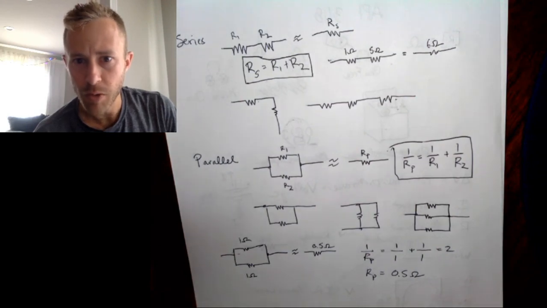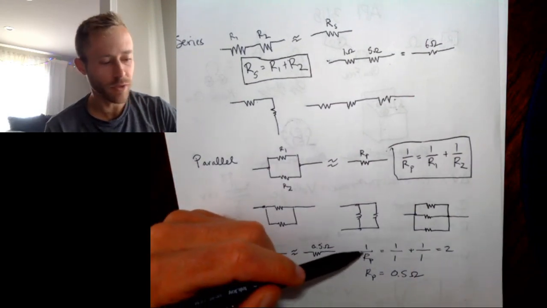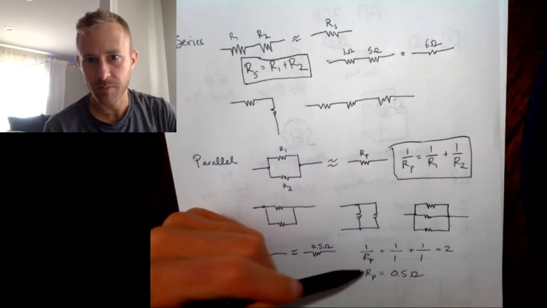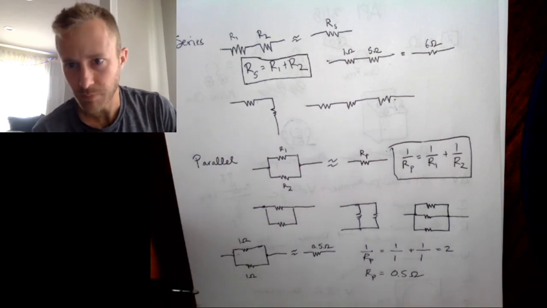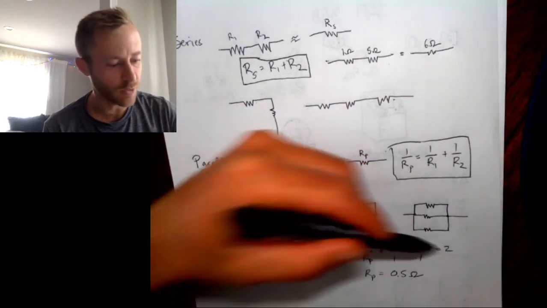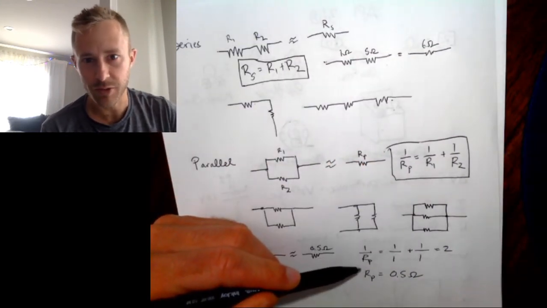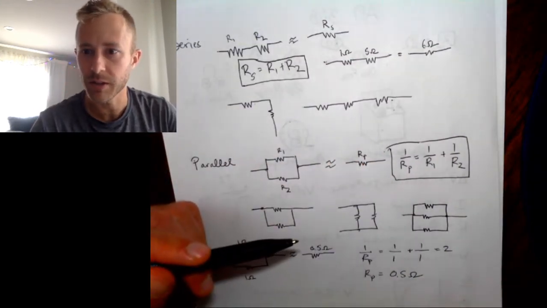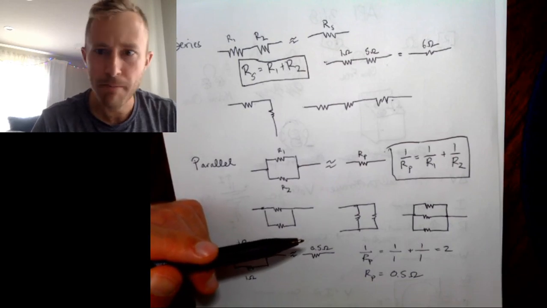Okay? One thing that a lot of people forget to do is they forget to do the inverse of that. See how it's equal to 2, but that's 1 over R sub P. So you got to do the inverse of that at the very end. Okay?